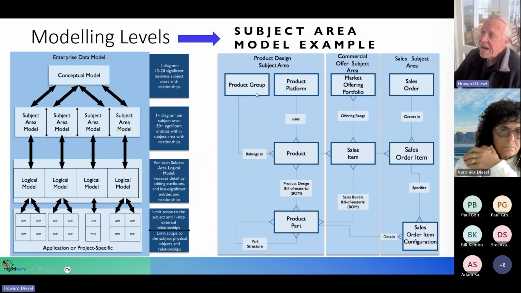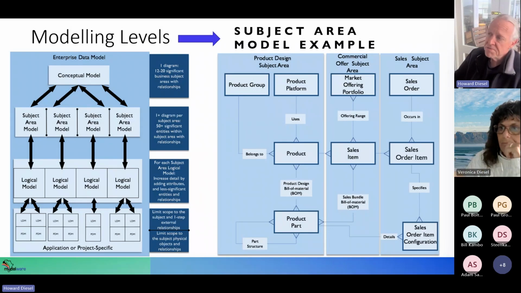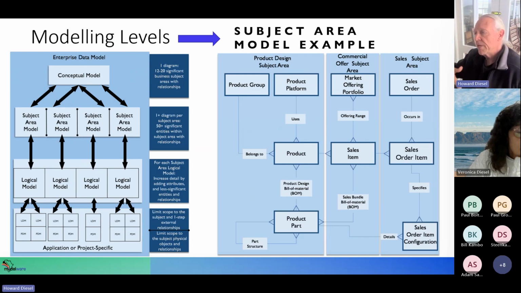Here we can look at the high level concepts, the abstract or simplified concepts that are part of the product design subject area. Then we have some level of relationships between them. Those are the verbs. So a product belongs to a product group. Reading it the other way around, there's a single product group, and a product group may contain multiple products. We would go and read all of these different areas.